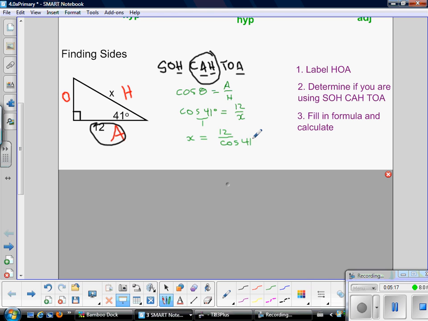I make sure my calculator is set to degrees, and then I do my calculation. What we end up with is approximately 15.9, since in most cases we use one decimal place for both side lengths and angles. And it's units, because they do not tell me whether the 12 is centimeters, meters, or kilometers, so I'm just going to put units.